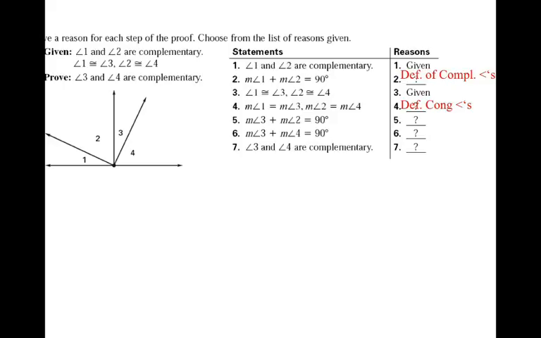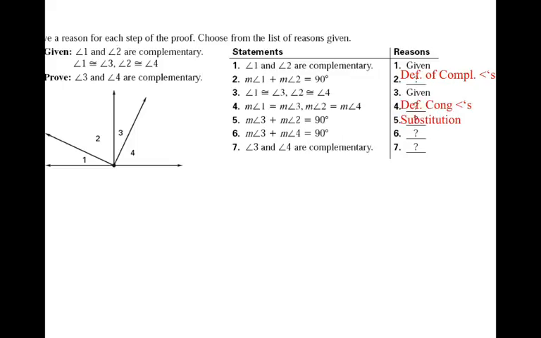All right, and then from step 2, and I'm going all the way up to step 2 to get to step 5, because those are the ones that look very similar. The only thing that changed was I changed measure of angle 1 to measure of angle 3. And the reason I can do that is because right here in step 4, I said they were equal to each other. So I can plug in one for the other one, and that's called substitution.